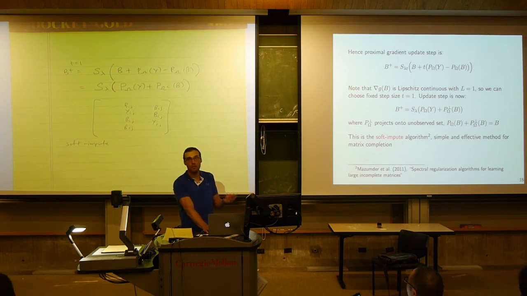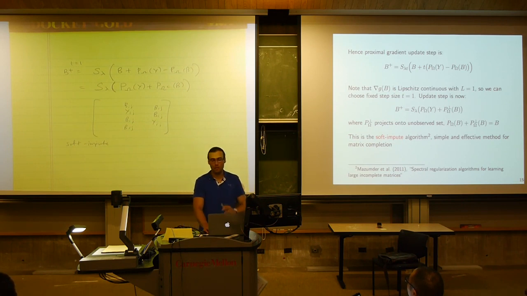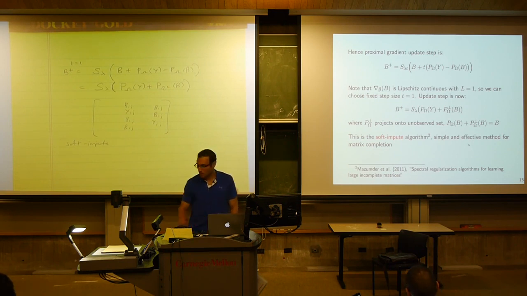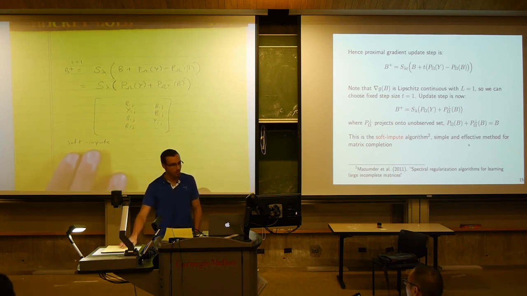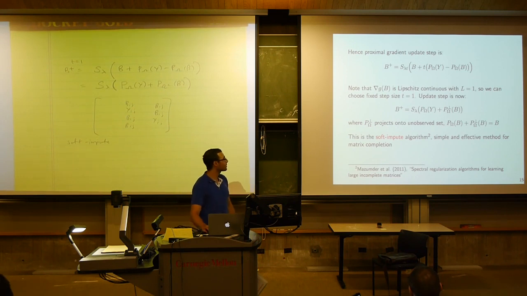ISTA is a very natural algorithm. You could think of that perhaps as something you might have thought of on your own if you didn't know about proximal gradient for the lasso. So anyways, soft impute is exactly proximal gradient with t equals 1. It has all the properties of convergence we already know about proximal gradient. And it's pretty simple, and it's also pretty effective for matrix completion. Okay?